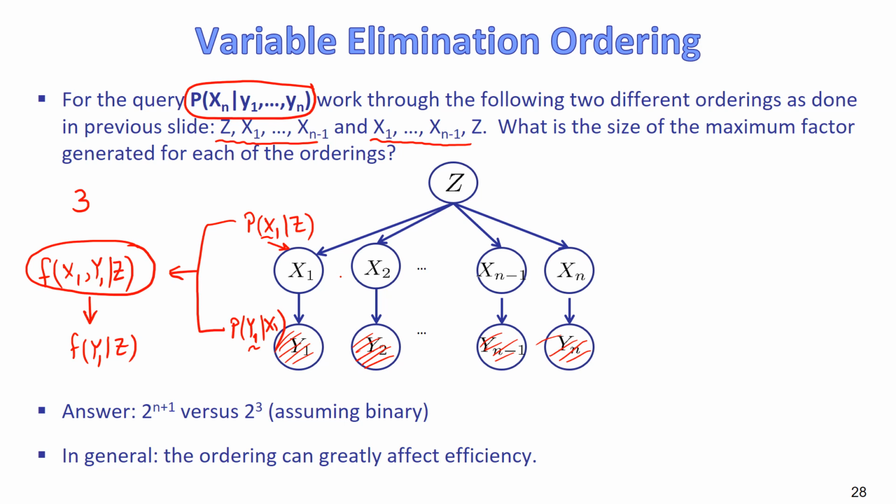Very good. So we have the probability of x1 given z, probability of x2 given z, and so on until xn given z. Very good. Is that all? That's all the factors that involve z? Nothing else?